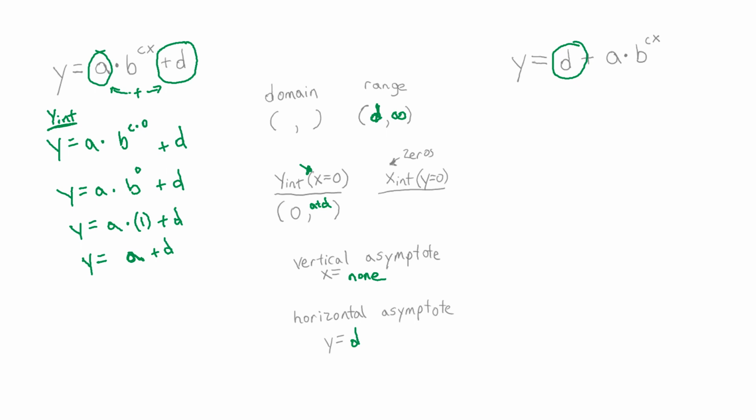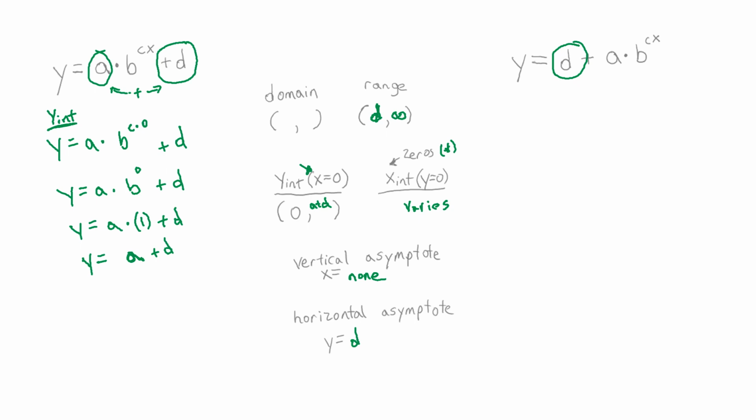Our x-intercept, how would we find that? Well, we'd have to make the y 0. This is not always possible. And really the only time we're going to have an x-intercept for the average exponential function is if we have a negative asymptote. So this is really conditional. This is really only going to happen if we have a negative asymptote.